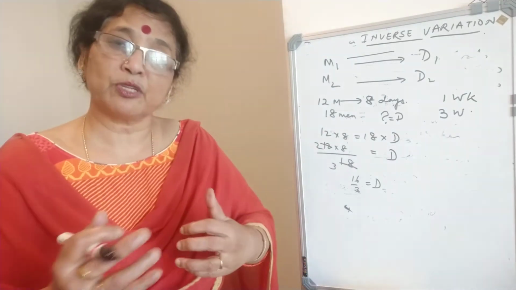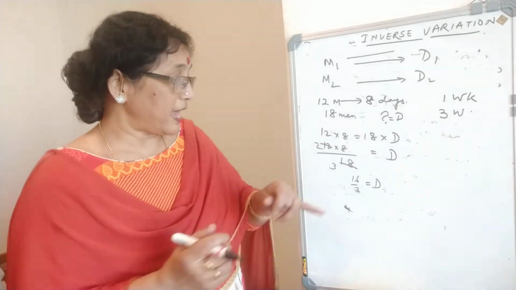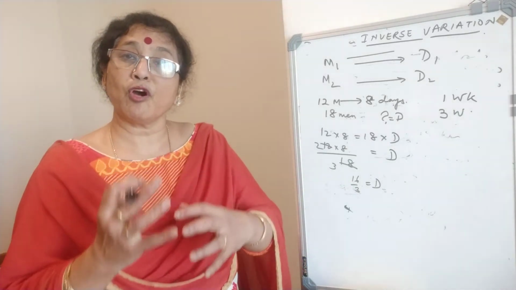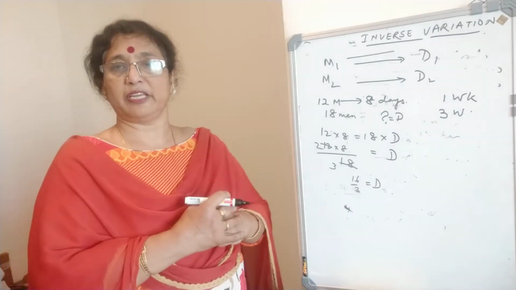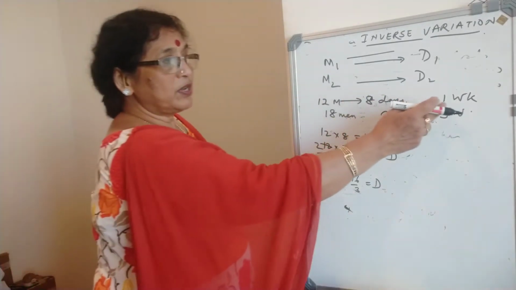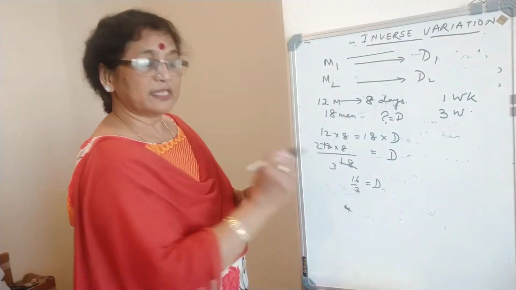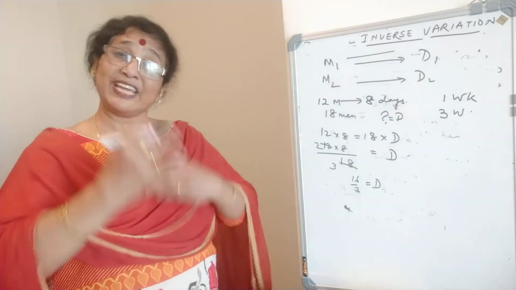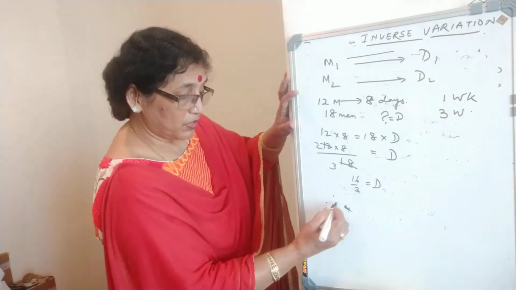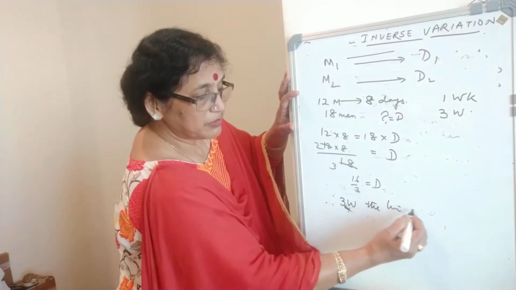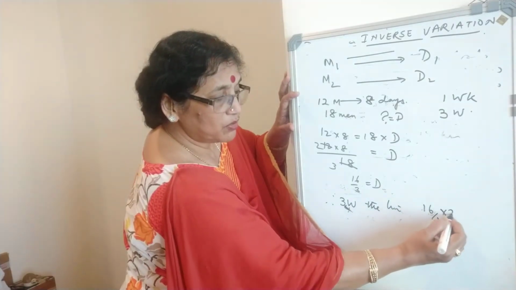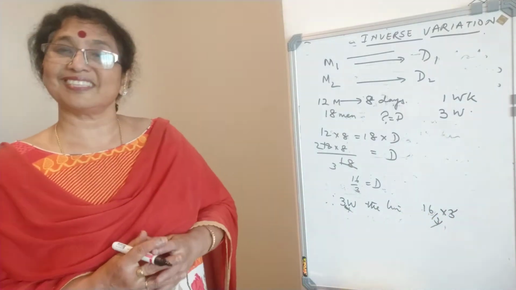So 3 times the work. Now work and days. Okay? More work, more time. Less work, less time. Direct variation. So for one work they take 16 by 3 days. So for 3 times the work, the time taken will be 16 by 3 into 3. So they take 16 days.